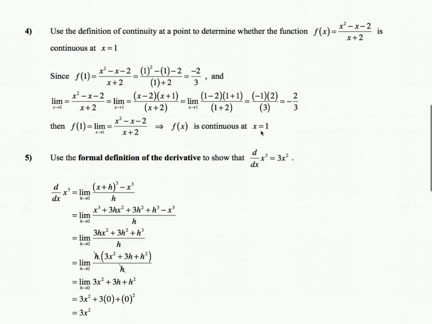Now question 5 asks us to use the formal definition of the derivative to show that the derivative of, in this case, x cubed is equal to 3x squared. So to do that, we use the formal definition of the derivative, limit as h approaches 0, of f of x plus h minus f of x over h. In this case, since f of x is x cubed, then f of x plus h is x plus h cubed, x plus h inside these parentheses cubed.